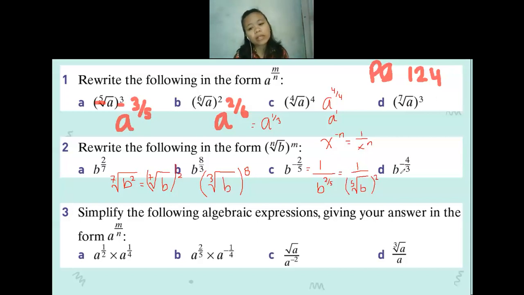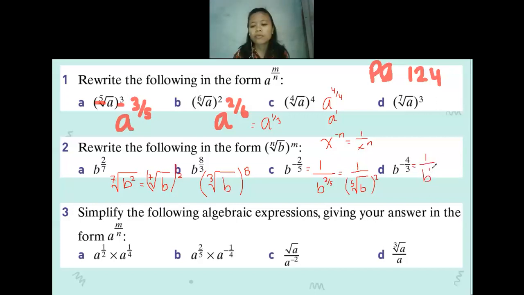If no one asks me any question, let us move to question D. We have b to the power of negative 4 per 3. This is still negative, so we have to make it into positive. What will it be? 1 by b to the power of 4 by 3.